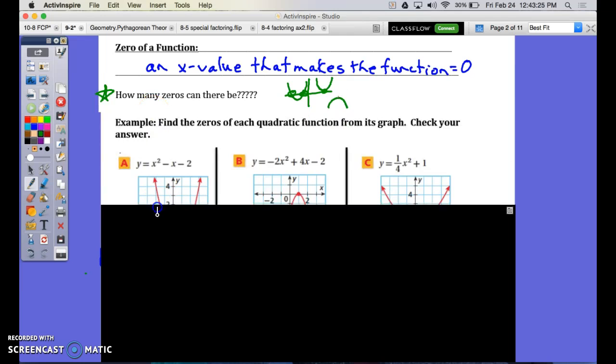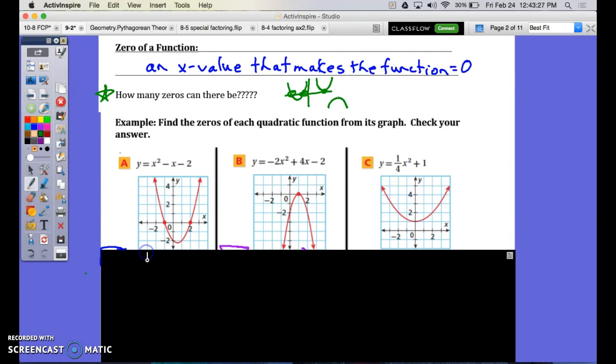Let's take a look at these three problems. Find the zeros of each quadratic function, then check your answer. If you're given a graph, don't make it harder than it is. Your zeros are simply where it crosses the x-axis. So here we would have negative 1 and positive 2. If I go over to this one, my x-intercept, or my zero of the function, is simply going to be at 1. And if I take a look over here, you notice it never crosses the x-axis. Therefore, there are no zeros of the function.